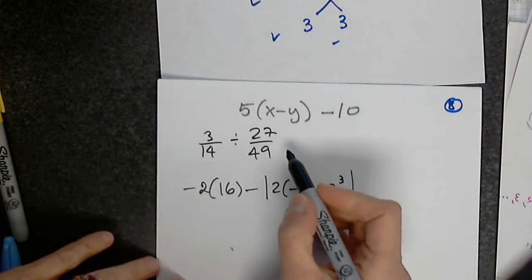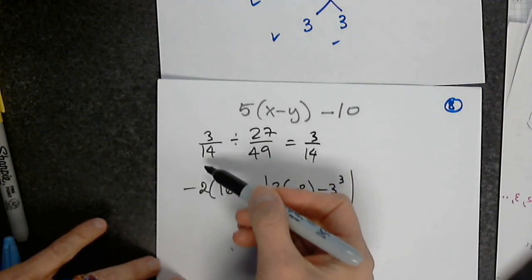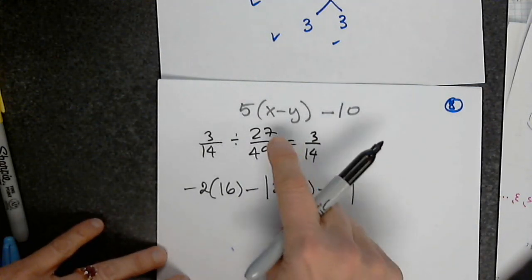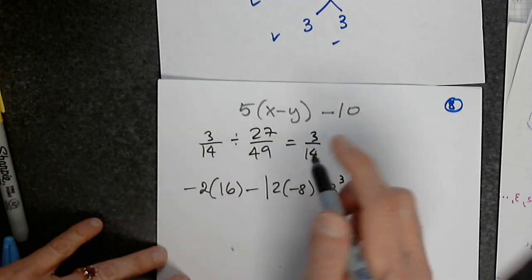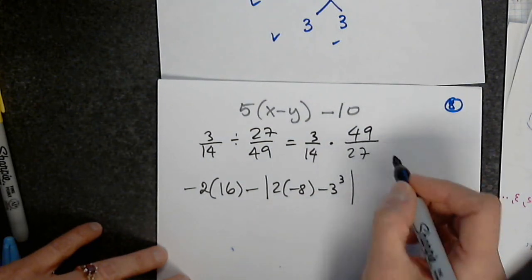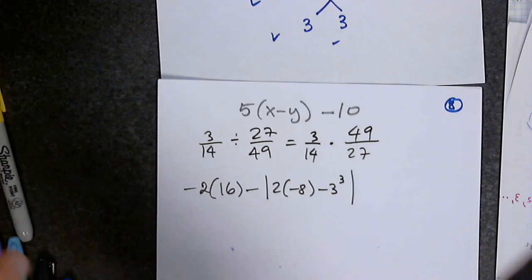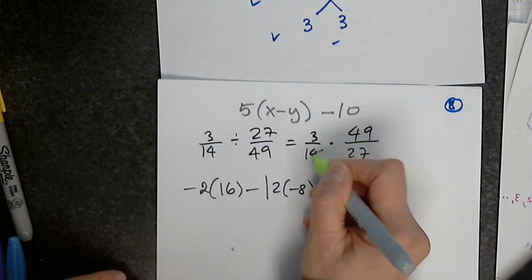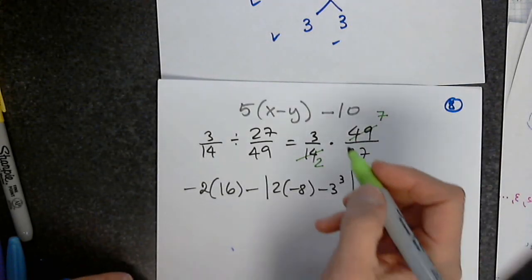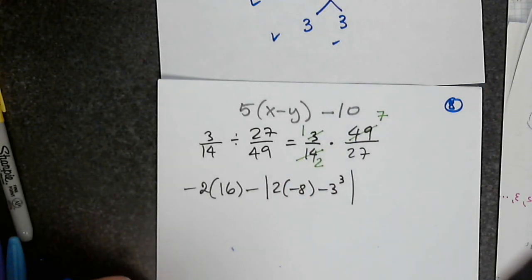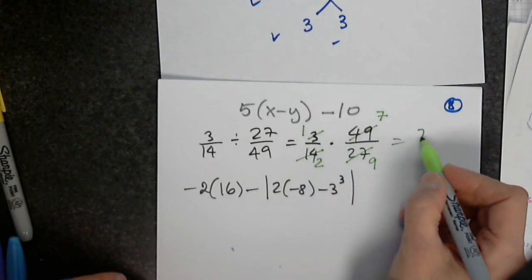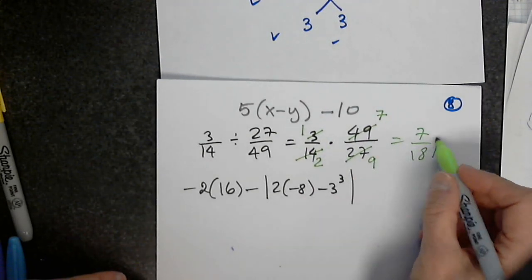Okay, so coming back to our division, I copy 3 over 14. Obviously, there is nothing I can simplify. 3 and 14 have no common factor. Here, I cannot simplify. This is 27, this is 49, so I have to change this into a multiplication and flip the second fraction. That's the rule. Now I do realize that 14 and 49, I divide by 7, and I get a 2. I divide by 7, and I get a 7. I divide 3 by 3 and I get a 1. Please always write the 1. I divide 27 by 3 and I get a 9. 1 times 7 is 7. 2 times 9 is 18. And this is the final answer.